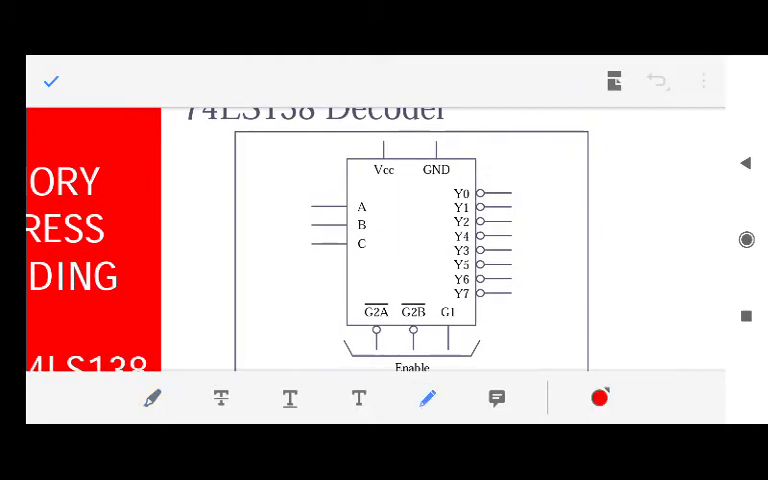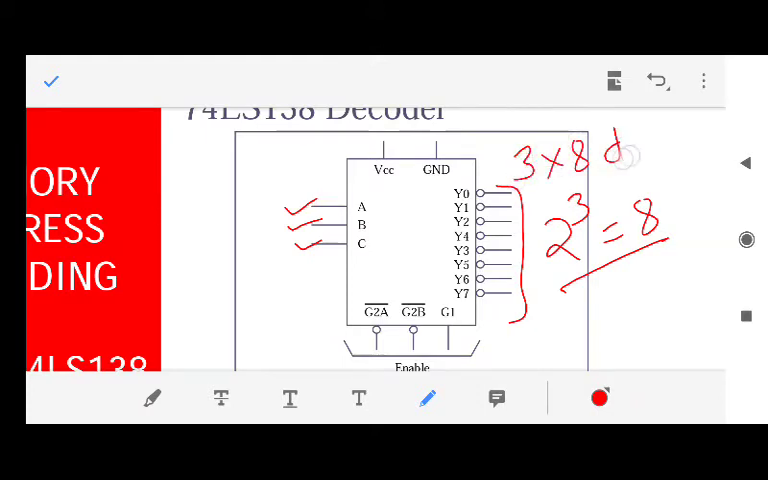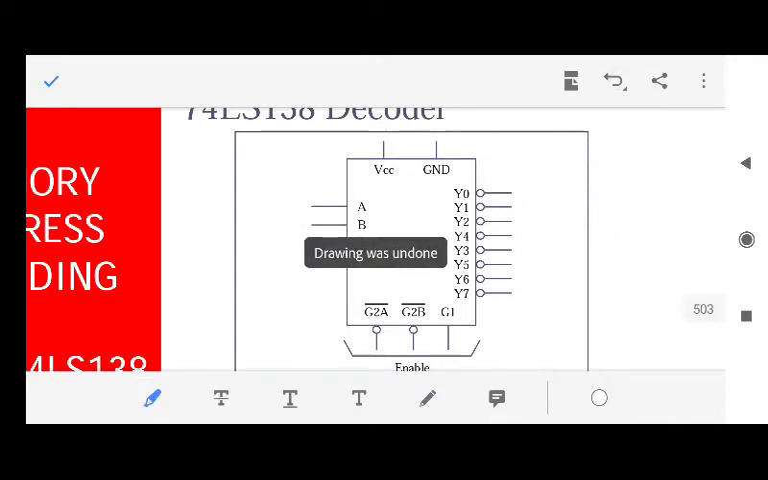This decoder consists of 3 input lines, A, B and C. These 3 input lines are decoded into 8 output lines, because 3 input lines can produce 8 output signals. This is why it is known as a 3/8 decoder. Now, how do we use this for connecting the external memory?